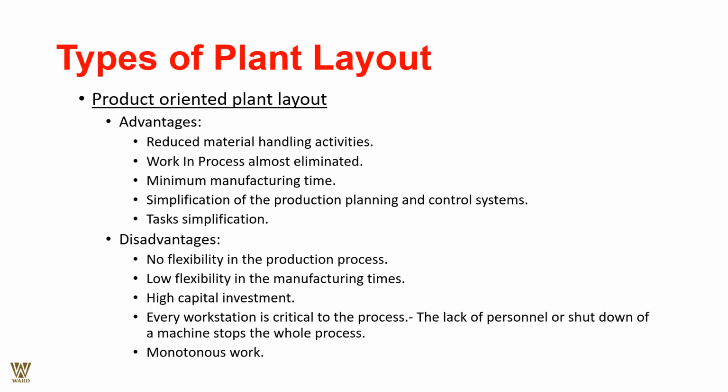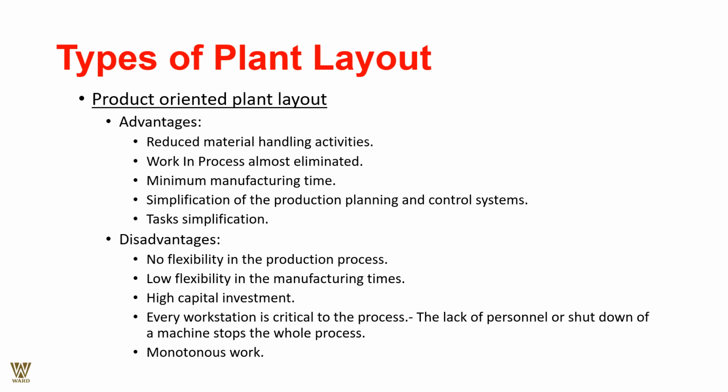Now, types of plant layout in terms of product oriented plant layout. The advantages are that it reduces material handling. Definitely yes, so there is less time and effort devoted to transferring material from one place to another. Work in process, WIP, is almost eliminated because material goes from one machine to another almost immediately. So WIP never occurs. Minimum manufacturing time, or should I say, quick manufacturing takes place. Simplification of the production planning and control system happens around it. Task simplification. These are the advantages of having a product oriented plant layout.